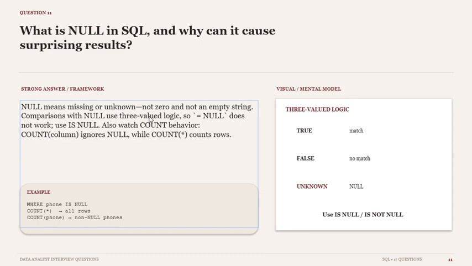Comparison with null uses three valued logic. Equal to null does not work. We can only say is null or is not null. If we say count column, it will ignore the null that is there. But if I say count star, it will count the number of rows that are there. So for this particular column, count star will give me 3. But if I say count column name, then it will give me 2, because this one is unknown.